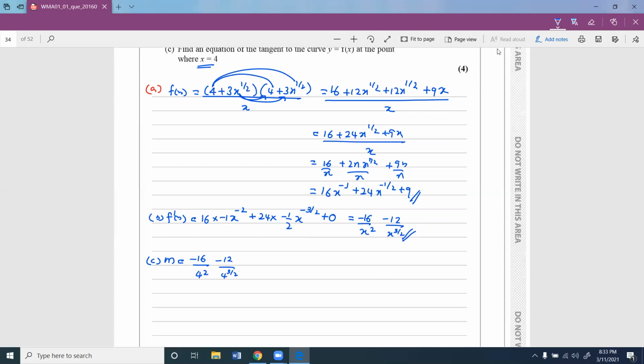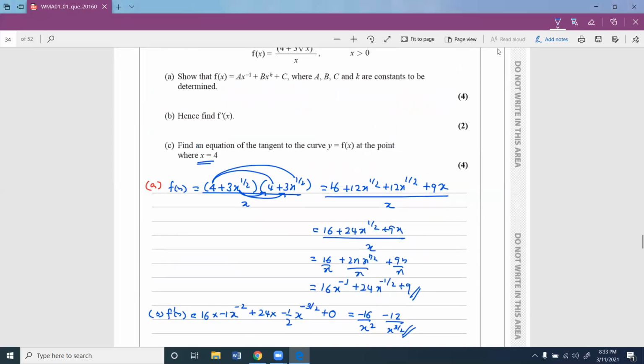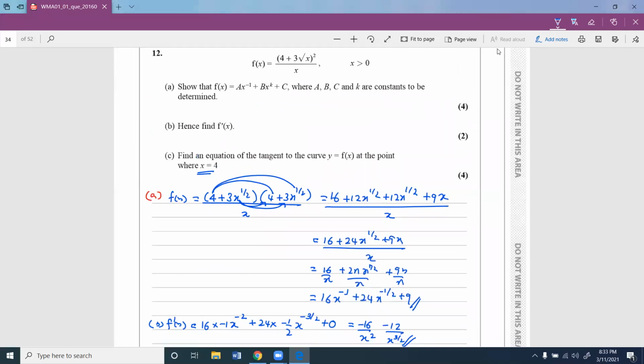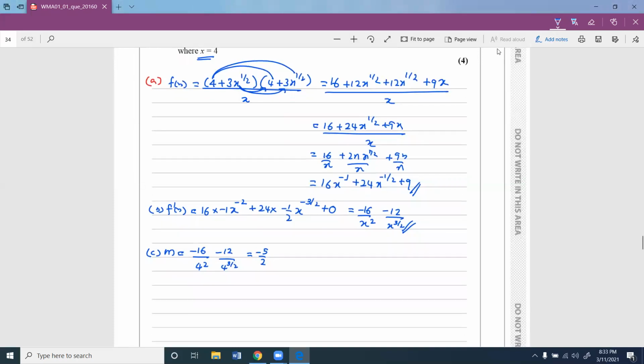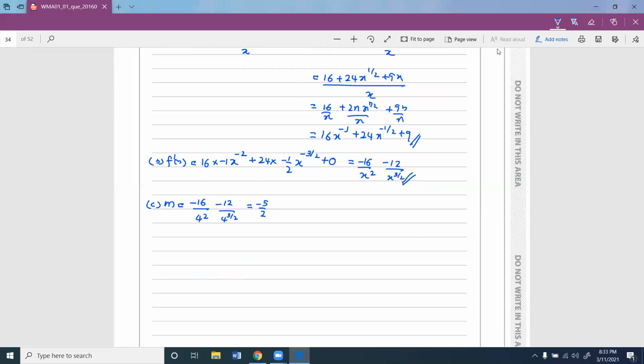If you get this answer, minus 16 divided by 4 squared is minus 1. Minus 12 divided by 4 to the power 3 over 2 is minus 3/2, which you can check with the calculator. Now the gradient becomes minus 5 over 2. Let me see whether the differentiation is correct. Yeah, that's it. Now you can find the coordinate with it.